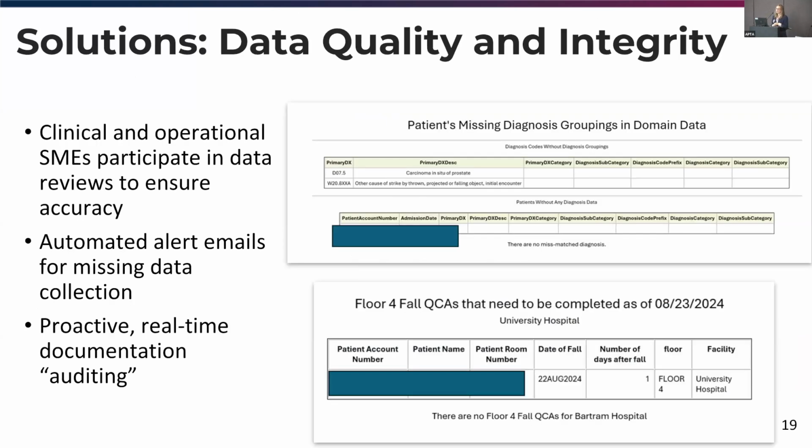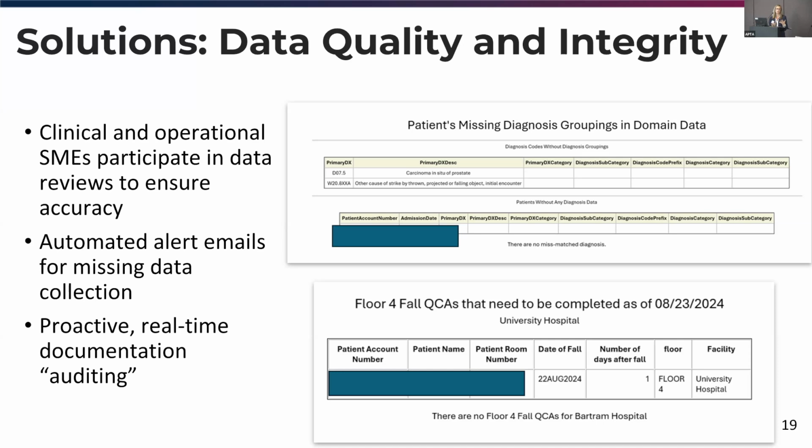Also on data quality and integrity, we work really closely with our clinical and operational teams, and they participate in data reviews to ensure accuracy of the data. We've also developed automated email alerts to help our teams identify when important data are missing from our systems. These two screenshots here are emails that go to specific individuals to let them know, hey, we haven't collected information on diagnoses for this particular patient, or this patient had a fall and we haven't collected the quality metrics data that we want to on this patient. And these go out every day.